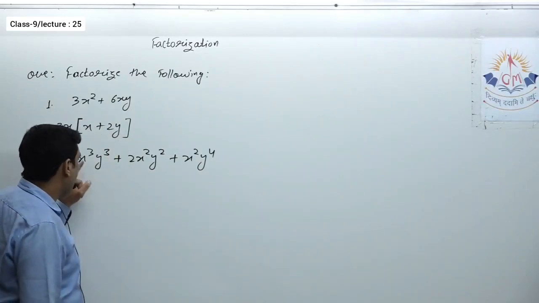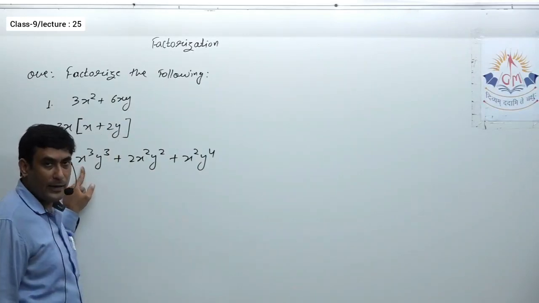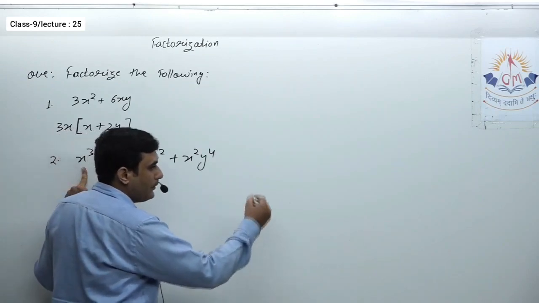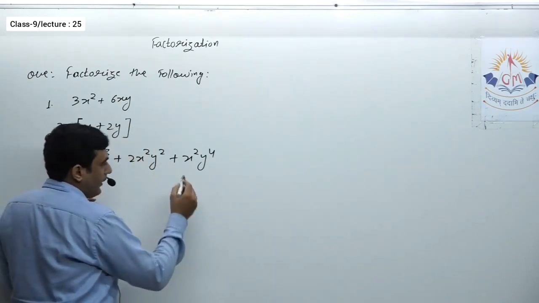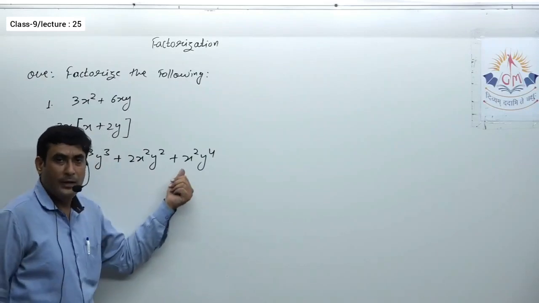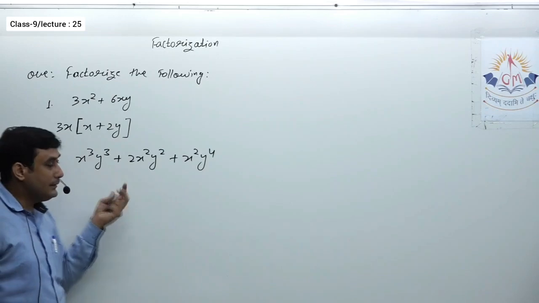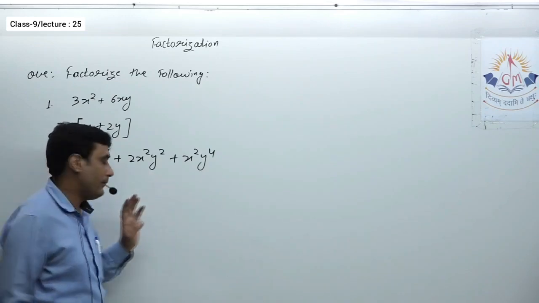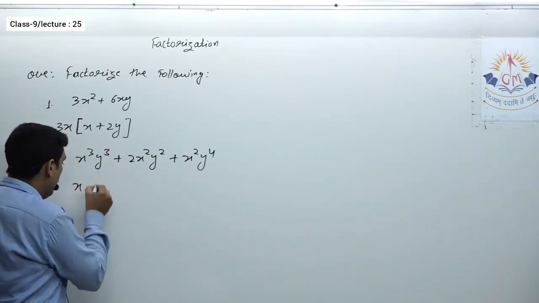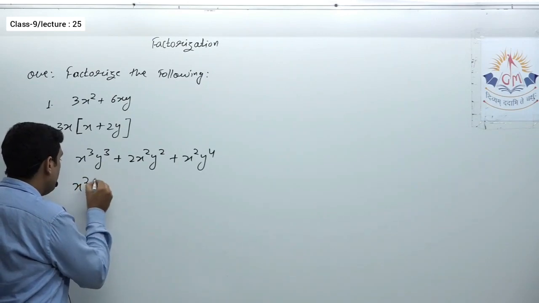Okay, now about x, here it is 3 times x. x cube means x multiplied by x multiplied by x. x square means x multiplied by x. Here again x multiplied by x. So I can say each term contains minimum 2 x's. So I can take x into x, that is x square, common.